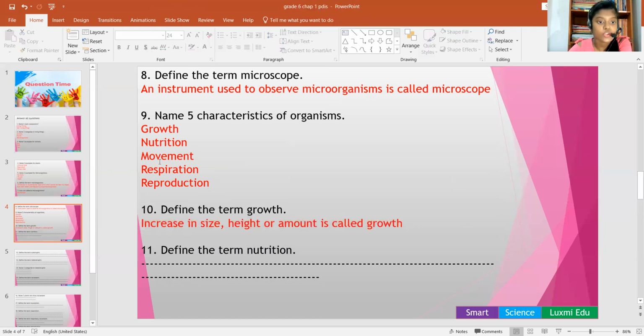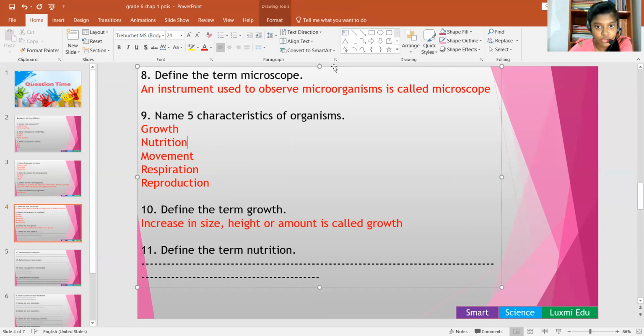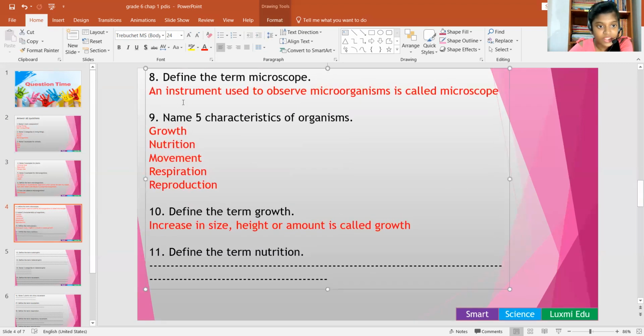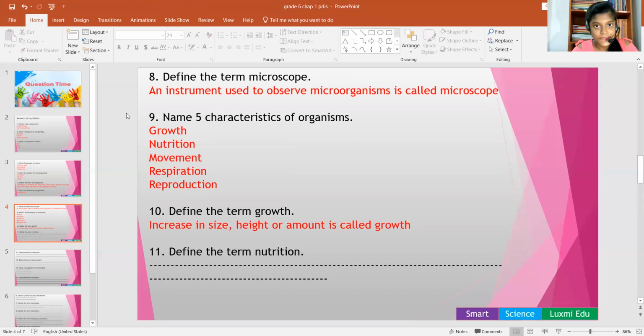Size means what? If you go to a dress shop, they will ask what is your size. Height, you all know what it is. Amount also, amount means the weight. What is your weight? When you were born, you were like 2 kilograms, but now you are 30. So that is what is meant by growth. Increase means we are increasing from small in ascending order. Okay, increase in size, height, or amount is called growth.